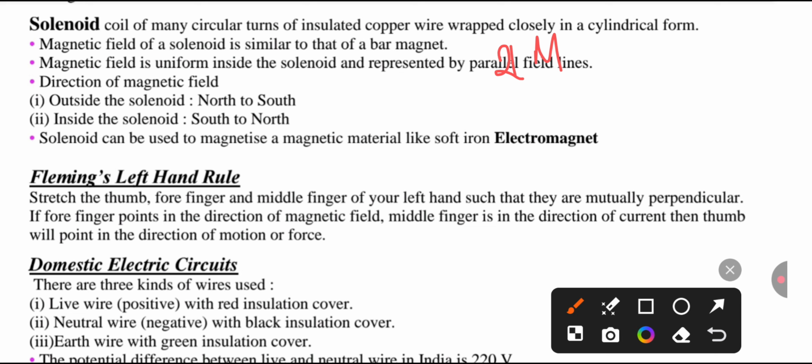Direction of the magnetic field: outside the solenoid, north to south; inside the solenoid, south to north. A solenoid can be used to magnetize a magnetic material like soft iron, making an electromagnet.